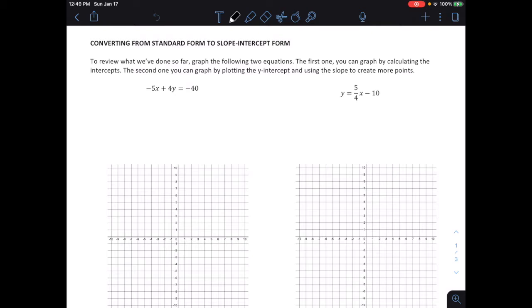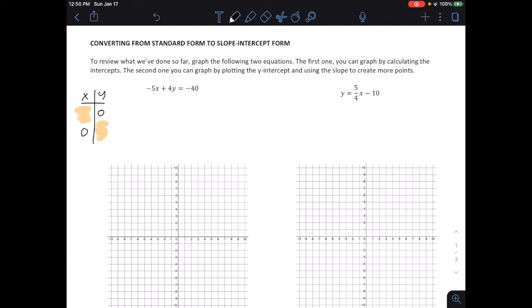All right, so today we're going to talk about taking an equation that's in standard form and converting it to slope-intercept form. But before we do that, let's just look at the two types of equations and how we graph them. Okay, so if we notice the left-hand equation is in standard form, so we can graph that using our x and y intercept. So I'm going to make my table, and I'm still going to do this where I highlight what I'm looking for.